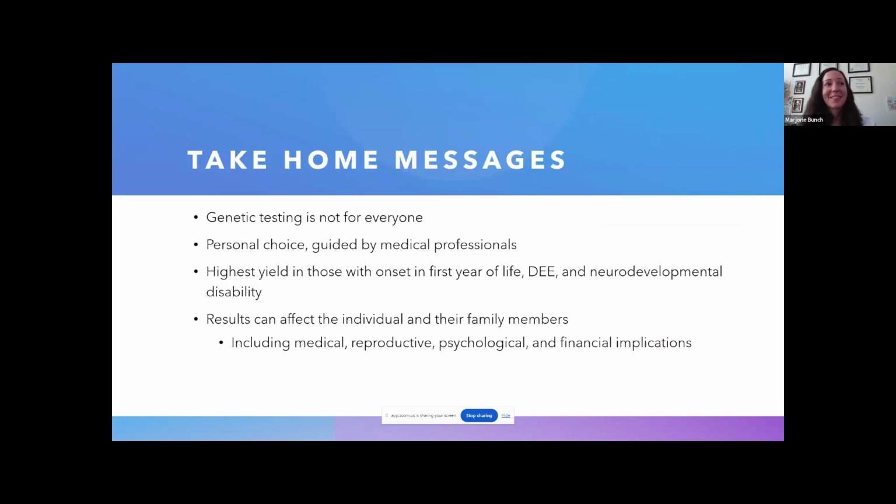So the take-home messages: genetic testing is not for everybody. It's a personal choice, and it's guided by medical professionals. It's going to be highest yield in those who've had epilepsy in the first year of life, or those with a developmental epileptic encephalopathy or a neurodevelopmental disability. And the results can affect both the individual and their family members. And the results can have medical, reproductive, psychological, and financial implications.